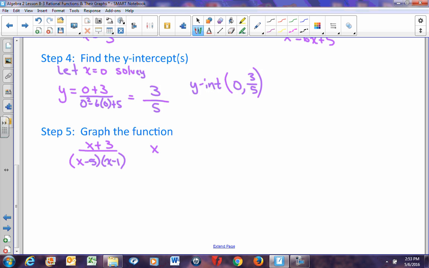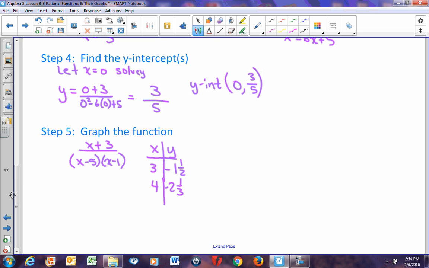And so if I have an x and y for my middle, I'm going to pick the points 3 and 4. And if I put 3 in here, I'm going to get 6 over negative 4, which is negative 3 over 2, which is negative 1.5. If I put 4 in for x, I'm going to have 7 as my numerator, and my denominator, I'm going to have a negative 1 times 3. So that's going to be negative 3. So that's going to be negative 2 1/3.